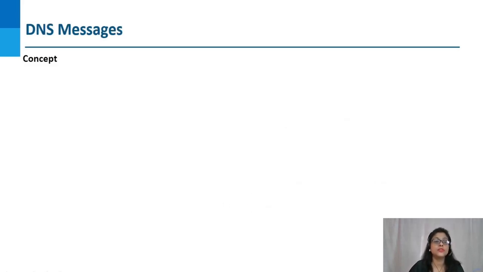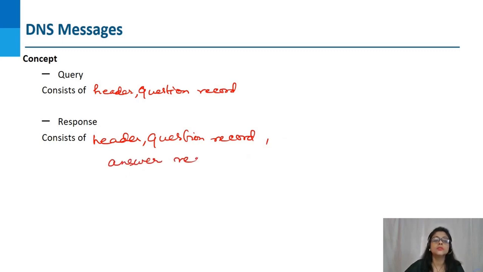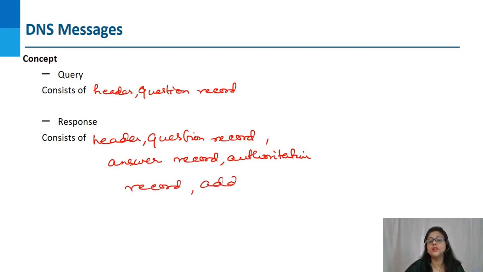Let's now talk about DNS messages. DNS messages are of two types. One is the query type of message and the other one is the response type of message. The query type of message will consist of the header and the question record. The response type of message will consist of the header, question record, answer record, authoritative record, and some additional records.